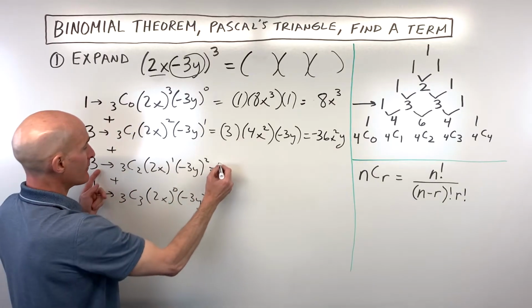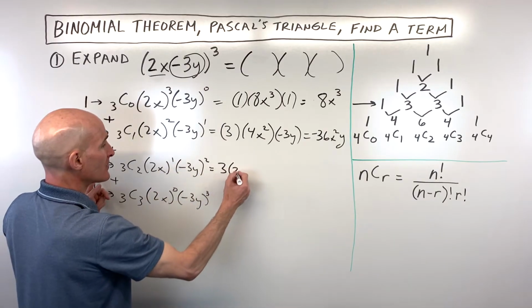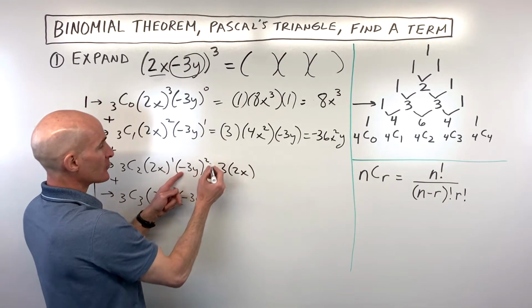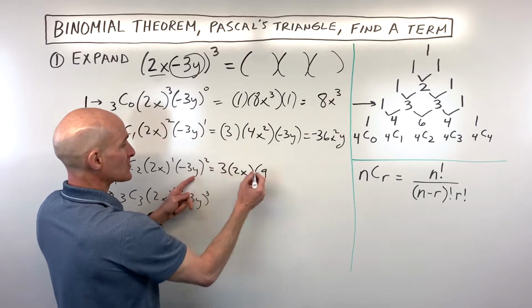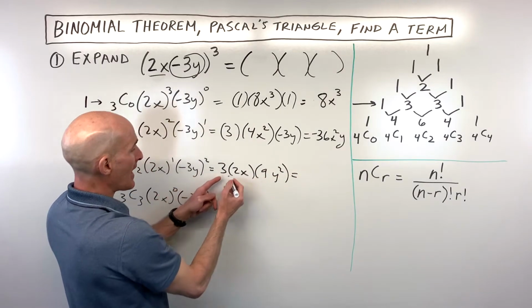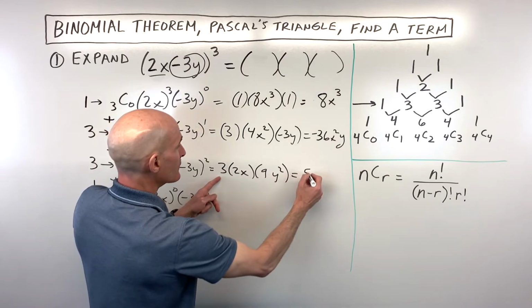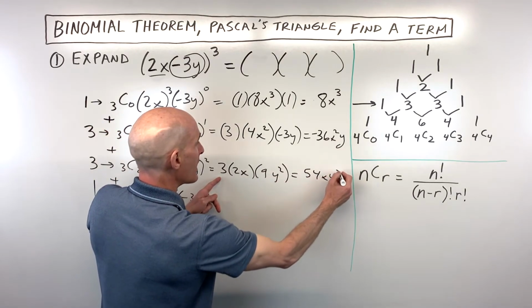And we have 2x to the 1st, anything to the 1st power is itself. Negative 3 squared is 9 y squared. Okay, so if we simplify that, we get 6 times 9 is 54 xy squared.